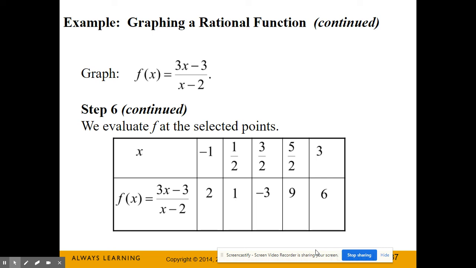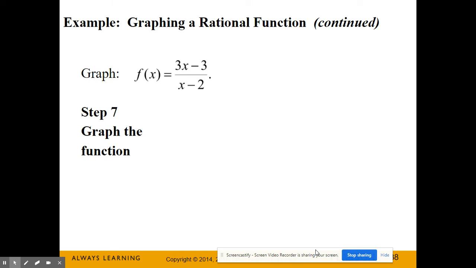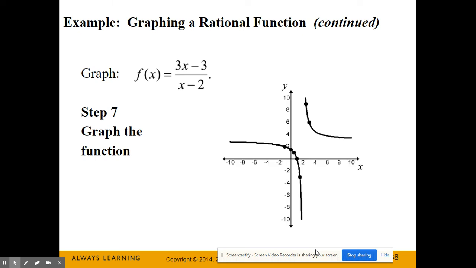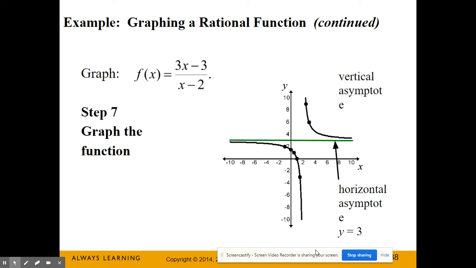So then now that you have those x values selected, you substitute them into the function and evaluate, and you get ordered pairs once you get the y's out of that evaluation. Now step 7 is graph the function with everything that we just did. So if you plot those points, here's what it's going to look like. Okay. Again, you've got the vertical asymptote going through there, the horizontal asymptote going through there. And here they are drawn on.